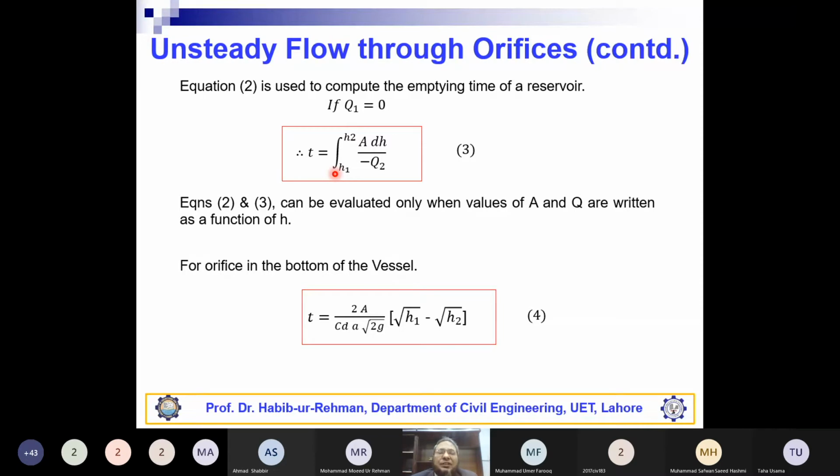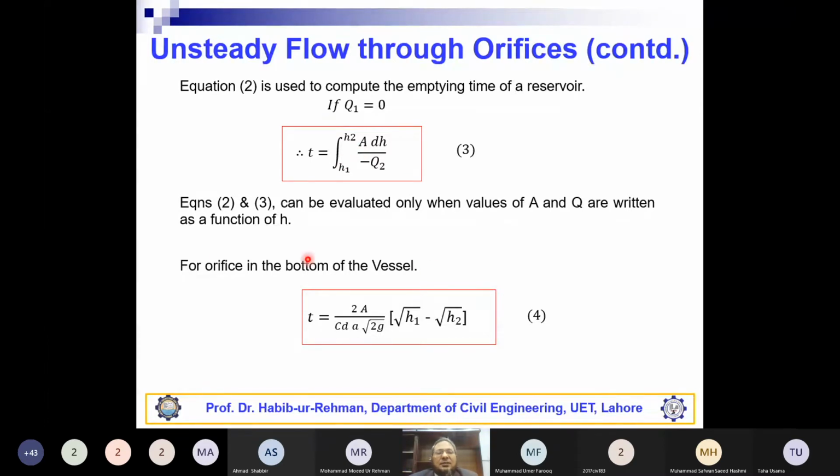Yes, I want to hear from your side. Do you? Yes, sir. Because we have to integrate. And how will we integrate? We must write Q2 in terms of H, and if possible, we should also write the surface area of the reservoir in terms of H, if possible. Okay?